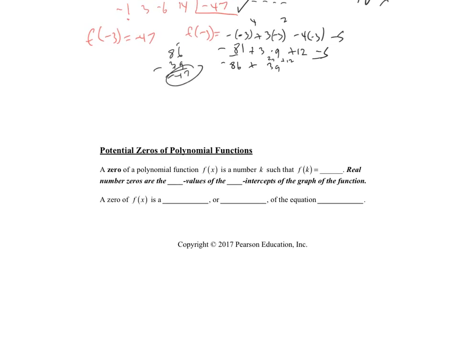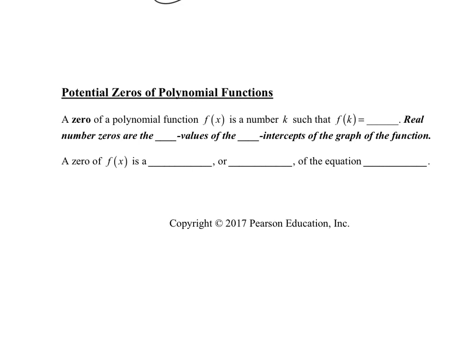Okay. Potential zeros. A zero of a polynomial function f of x is a number k such that f of k has to equal 0. That's the remainder that we had. Real number zeros are the x values of the x-intercepts, or there might be another word they might have, like the real values or something.